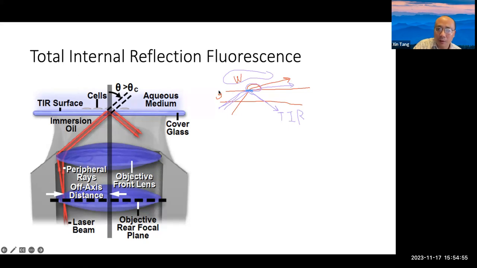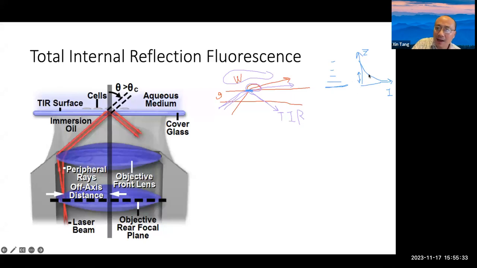That wave will quickly decay from the surface, but it will penetrate through the surface. If you magnify this part, you will see a wave going this way, this way, exponentially around the z direction. The intensity of the light will exponentially decay, and the distance before it decays to zero is about tens to hundreds of nanometers.